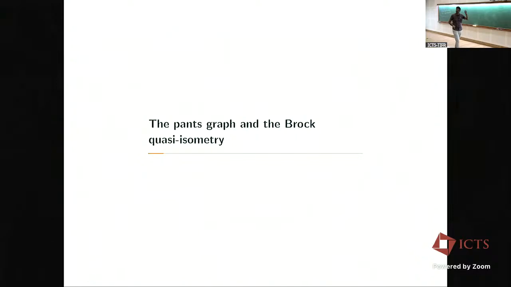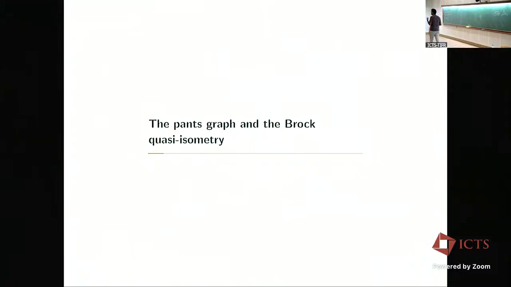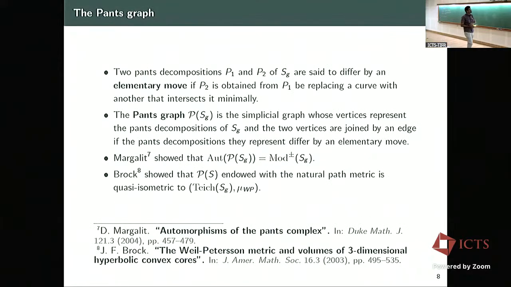Okay. So let me talk a little bit. We talked about the Weil-Petersson metric on the Teichmüller space, and now I will talk about the pants graph and the Brock quasi-isometry. Okay. So the pants graph. How do you define the pants graph? You take two pants decompositions, P1 and P2, of the surface. Again, we are talking about the closed oriented surface of genus g in this case.